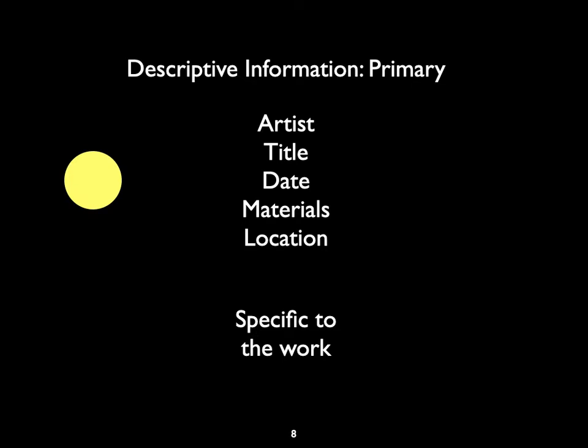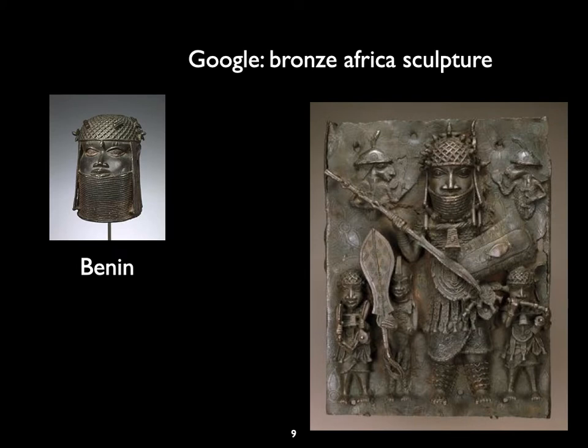So let's just say I start to look. I don't know anything. I Google good old bronze Africa sculpture. Sure enough, I see something that's done in a very similar style, and it is Benin. So it's a Benin bronze. So then I go Benin bronze relief, and I come up with another image that looks really similar.